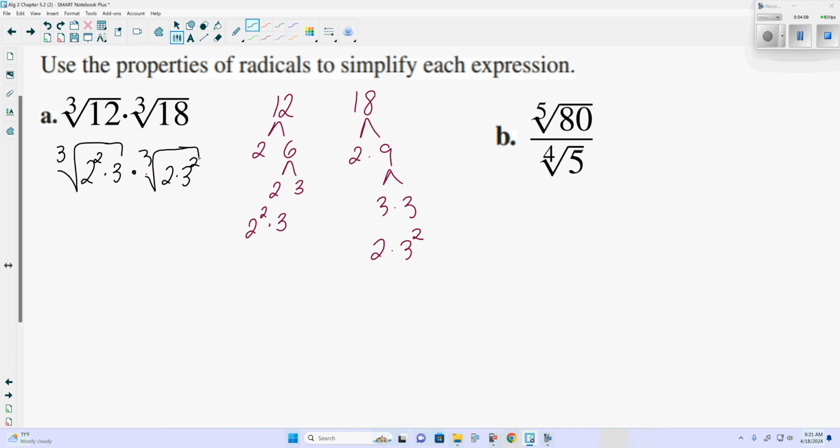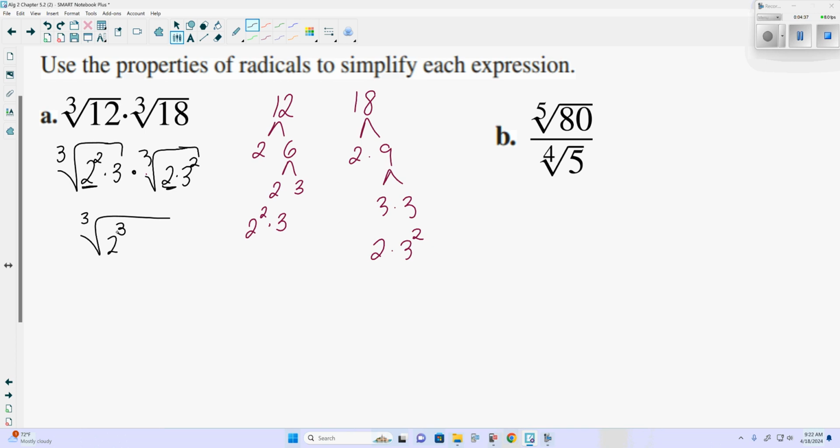Yes? Now, as our formula said, if we have 2 radicals with the same root, we can multiply them together, or we can split them apart. We can go in either direction. Here, we can multiply them together. In the first one, we have 2 squared. Second one, we have 2 to the first. And 2 squared times 2 to the first is 2 to the third. I can take the cubed root of 2 cubed. That will simplify nicely, yes?